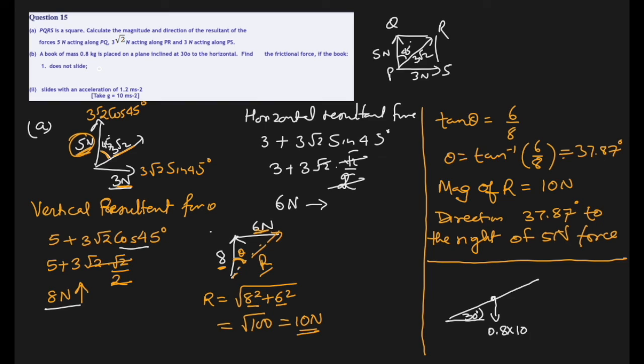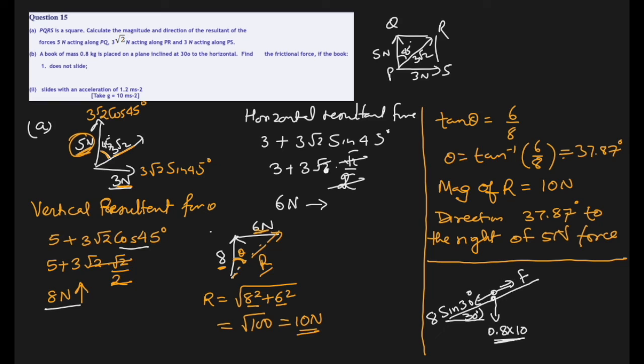Okay. What will make this book slide down? It will be the component of the weight which will make it slide down, and that will be 8 sine 30 degrees. That force will be responsible. But they're saying it does not slide. That means frictional force F will be so strong that it will be equal to or more than this, so that this book does not slide, right? But we will make them equal to assume that it is on the point of sliding.